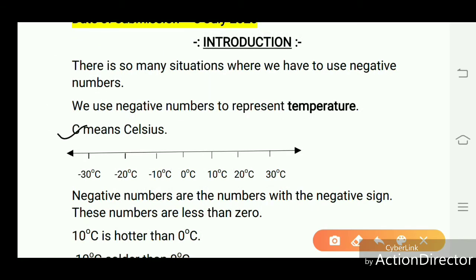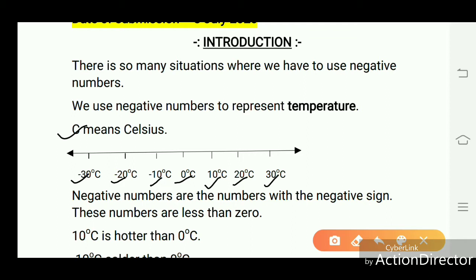C means Celsius. On this number line, I show some temperatures. In the middle, we take 0 degrees Celsius. From 0, on the right hand side, we take 10, 20 and 30 degrees Celsius. On the right hand side we take positive numbers, and on the left hand side we take minus 10, minus 20 and minus 30 degrees Celsius, negative numbers.